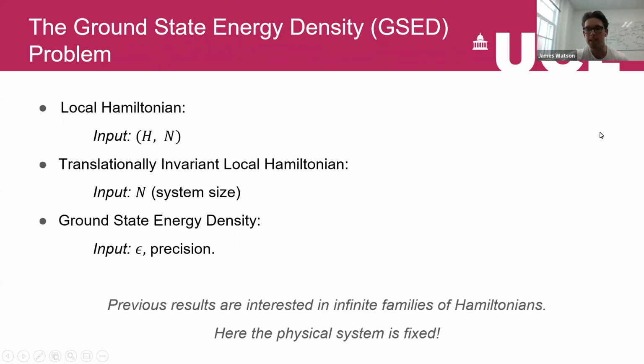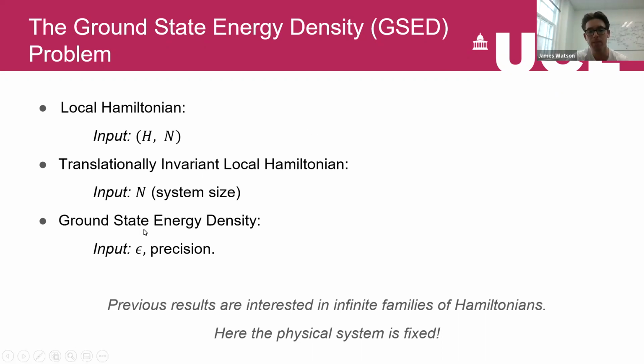And I really want to emphasize this point a little bit more. When we previously considered the local Hamiltonian problem, or its translation invariant version, our input consists of not just alpha and beta, but a description of the Hamiltonian and its system size. For the translation invariant case, just the system size. And so different instances of the problem correspond to different physical systems.